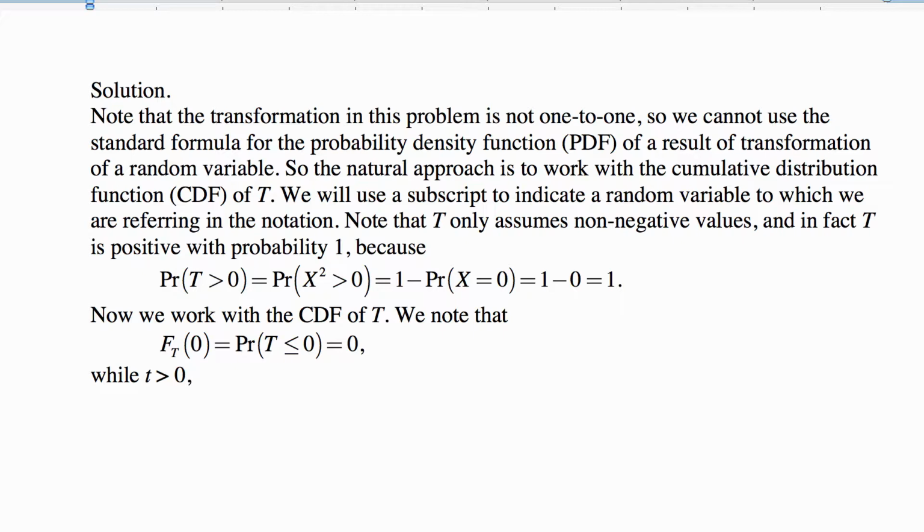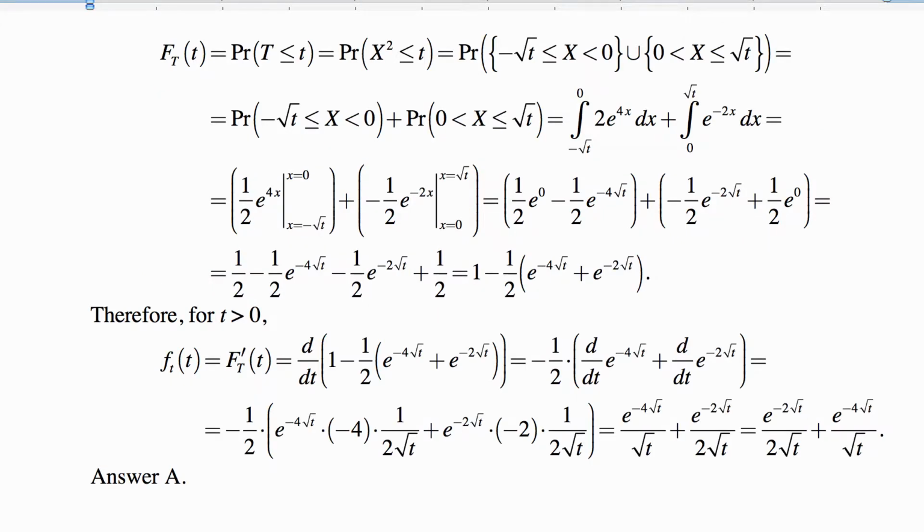For t positive, the CDF of t, which is the probability that t is less than or equal to t, is the same as the probability that x squared is less than or equal to t. And then, what is that? Remember, t is a positive number, so its square root exists. We can calculate it. The probability that x squared is less than or equal to t is the same as the probability that x is between minus square root of t and square root of t.